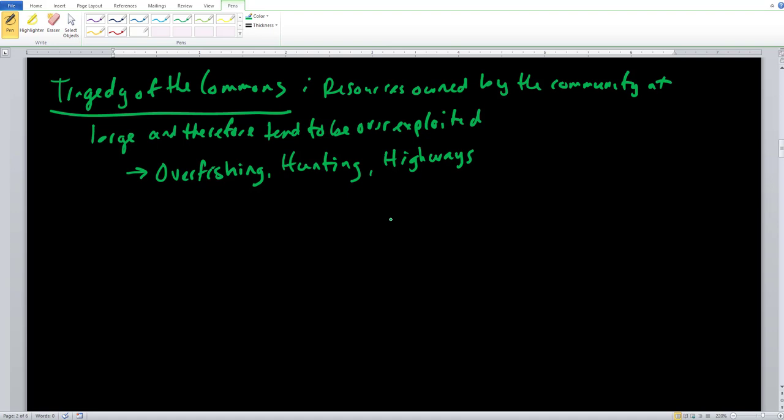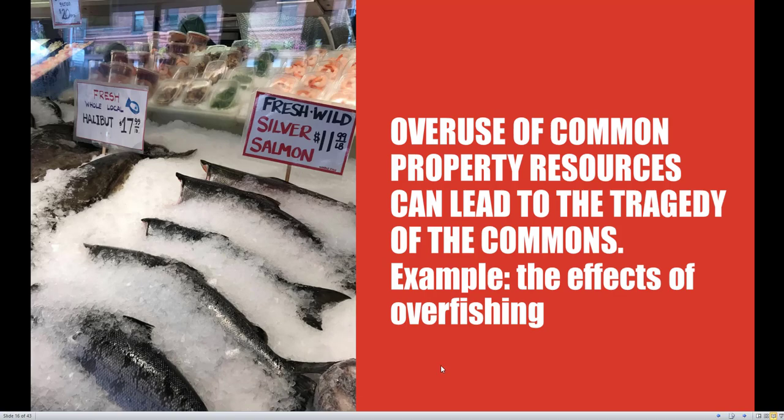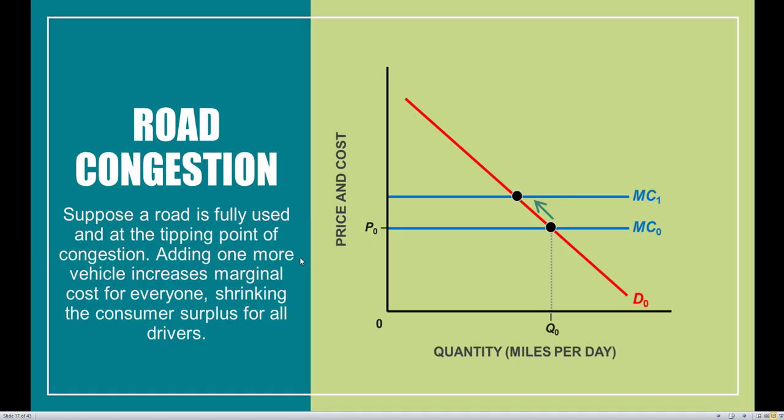So with all of this, we can focus in on a little bit of a supply and demand analysis and see what happens to our welfare and efficiency when we have this tragedy of the commons or these common property resources. Let's go ahead and use that road congestion or highways example.